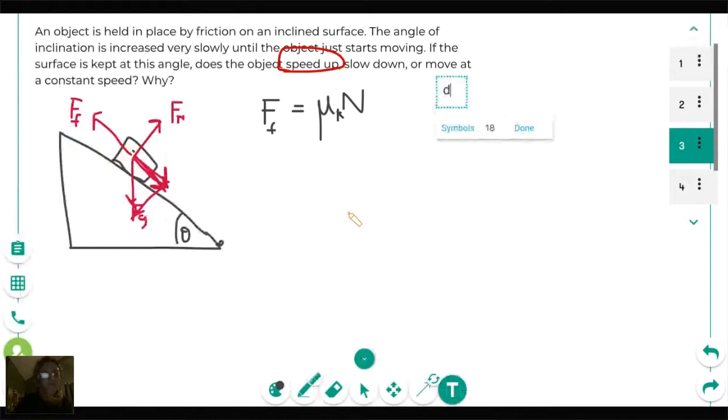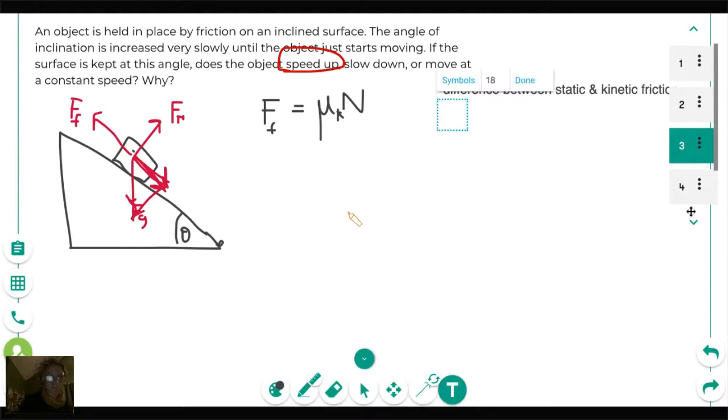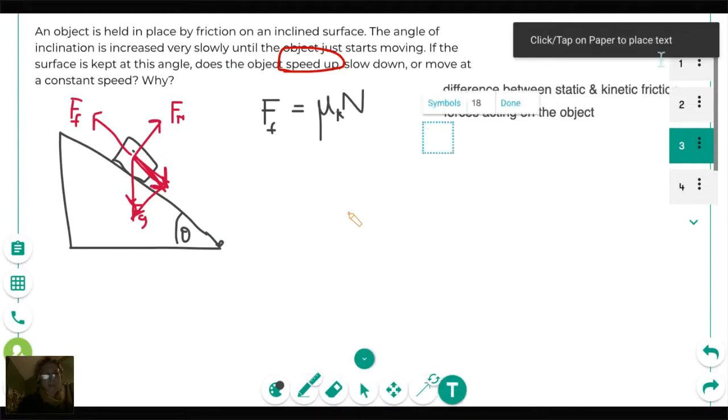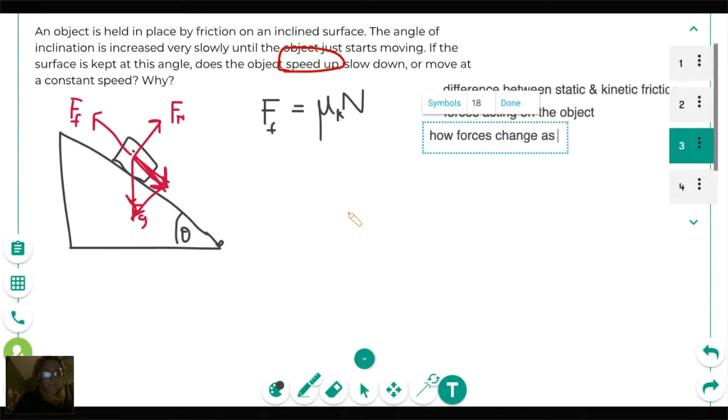So I think we want to talk about the difference between static and kinetic friction. I think that's a point we definitely want to make sure we draw on. We should talk about the forces acting on the object, right? And probably in an AP question, you would have already had to draw the free body diagram, and then this would be like a part B or a part C of a given question. So we'll want to talk about the difference between static and kinetic friction. That's going to come up in our answer. Certainly we'll want to reference the forces that are acting on the object. And then we might also want to make sure we talk about how the forces change as the ramp is lifted.